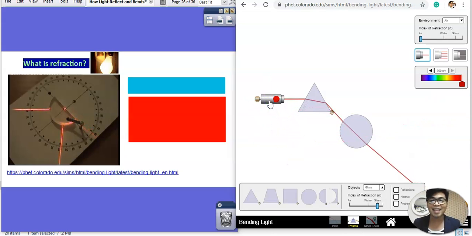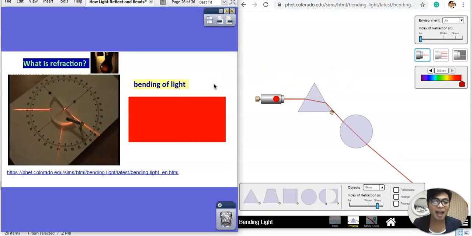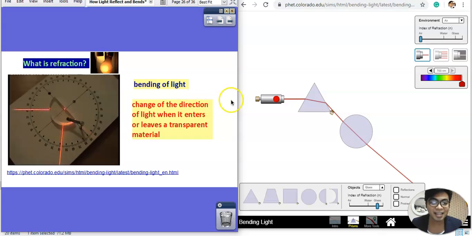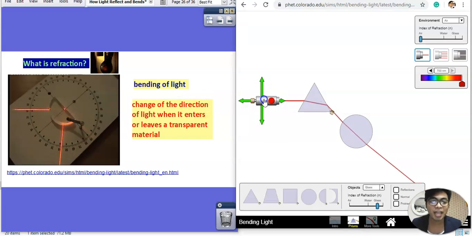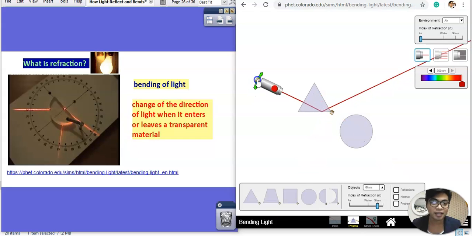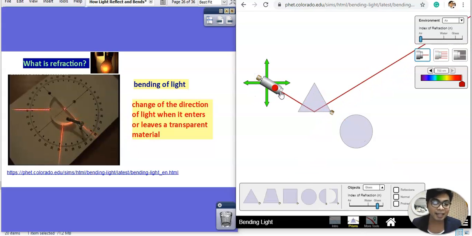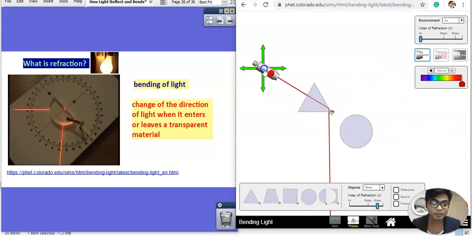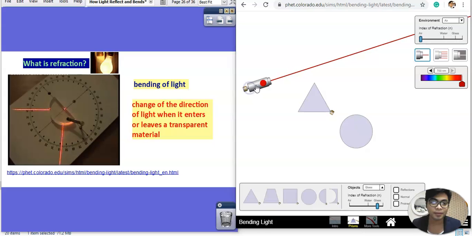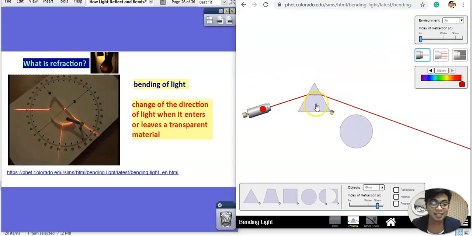So, what is refraction based on what we can see in here? Just simply, refraction is said to be the bending of light. It says here that refraction tends to change the direction of light, and it's really obvious. If I make the light's angle right over here, what happens is that this is a really nice description of what's happening during refraction. There's a change of the direction of the light when it enters or leaves a transparent material.